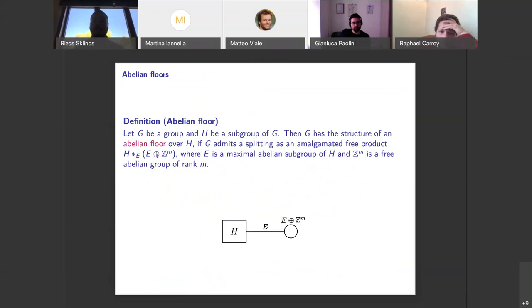An abelian floor has a similar construction. It's much easier. You just glue on your subgroup H a free abelian group over a maximal abelian subgroup. So that's that. And again, it's an amalgamated free product in the language of Bass. Usually E, now E is a maximal abelian subgroup in H. So in our case, it's going to be Z, because maximal abelian groups in torsion-free hyperbolic groups, which would be our constructions, are Z, infinite cyclic.